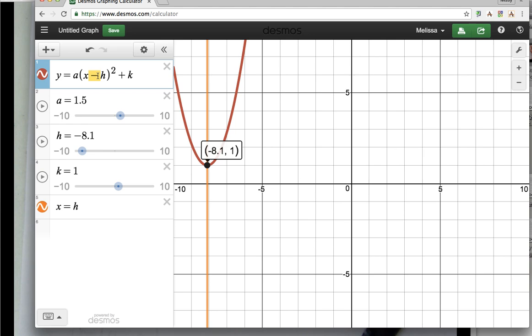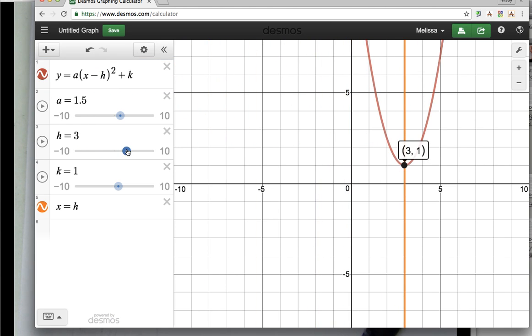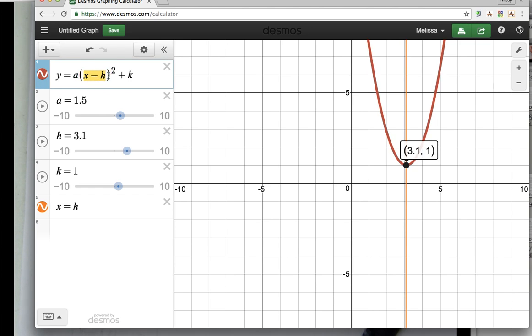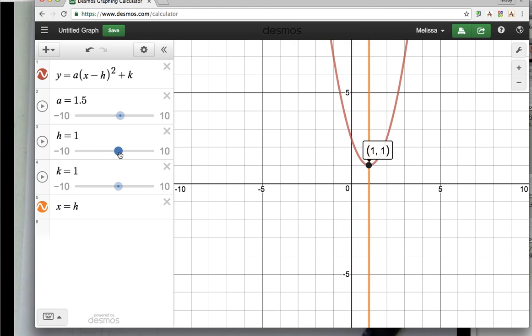Be careful about that negative, however. This is kind of like with that point slope form that we did last chapter. This would read as x minus 3.1 quantity squared, but the h value is actually a positive 3.1. So the sign in the equation is opposite the value on the graph. So that's an important thing to think about here.